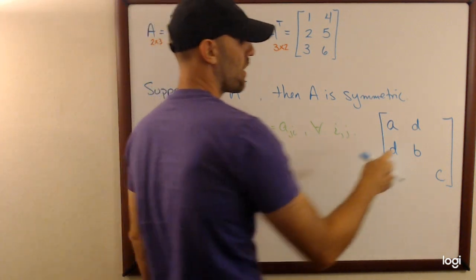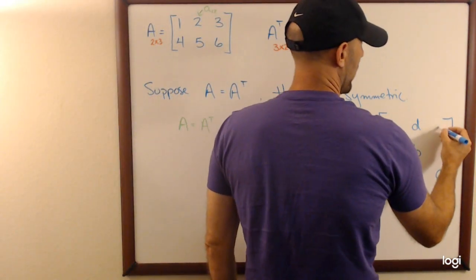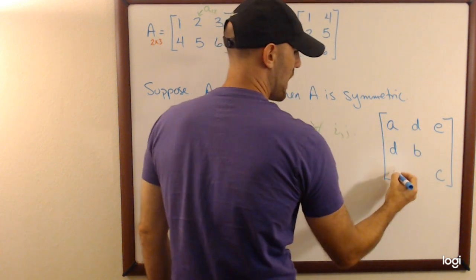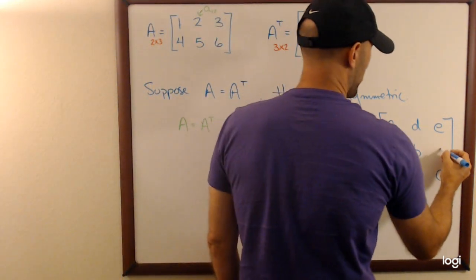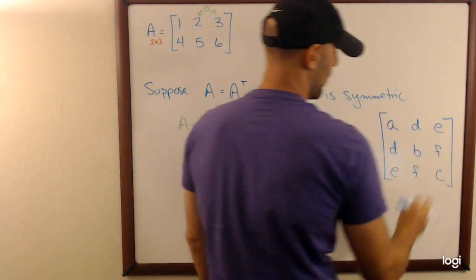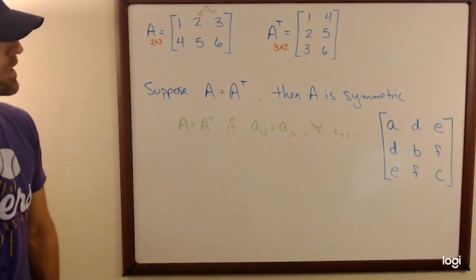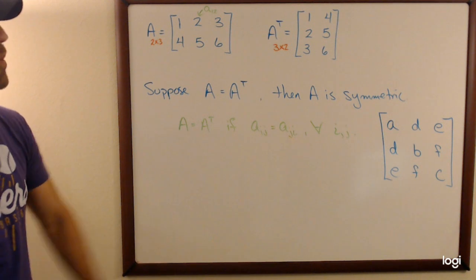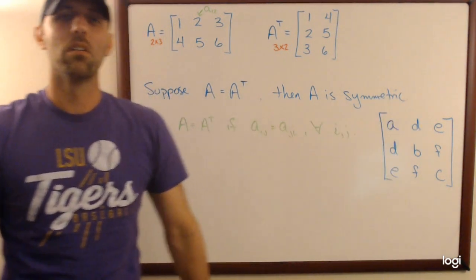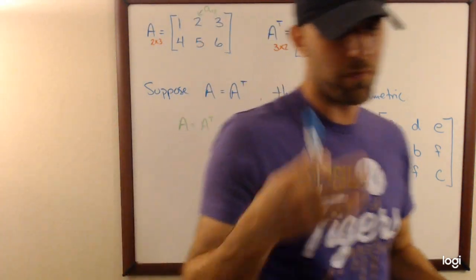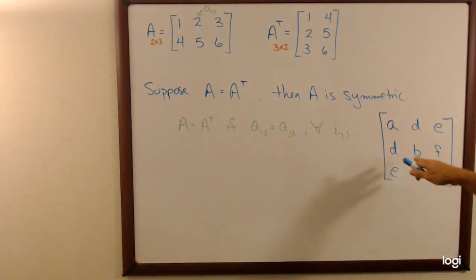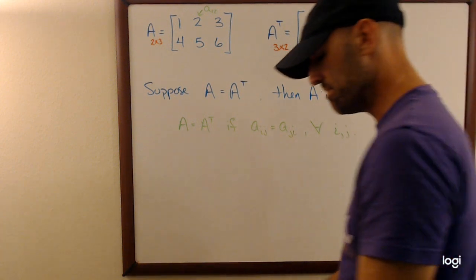Same thing for this one. The 1, 3 position has to match the 3, 1 position, and the 2, 3 position has to match the 3, 2 position. Okay? That's it. So everything of this form would end up being a symmetric matrix. Fill in whatever numbers you want for A, B, C, D, E, and F, right?